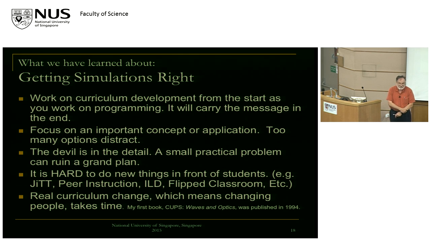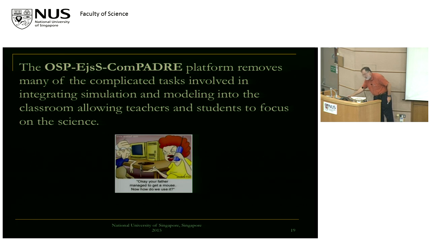Real curriculum change takes a lot of effort, and it takes time. As I said, 1994, 2004, 2014. I've been doing this for 20 years, trying to develop this. The Open Source Physics EJS ComPADRE platform really removes many of the complicated tasks involved in integrating simulations and modeling into the classroom. And hopefully EJS allows teachers and students to focus on the science so they don't have to focus on the computational aspects, like how do I create a button or a graph, or how do I distribute the material.